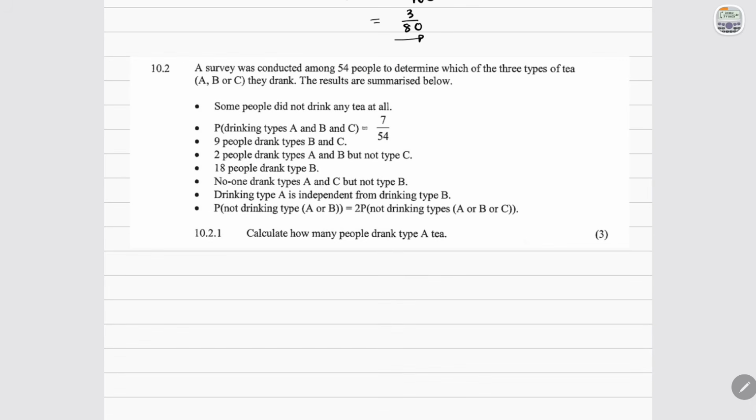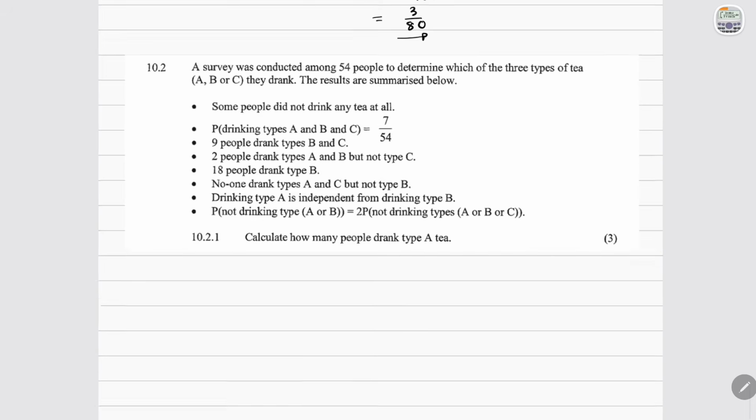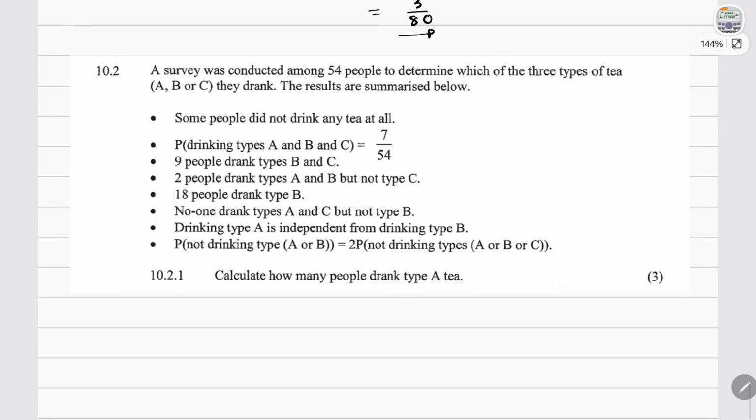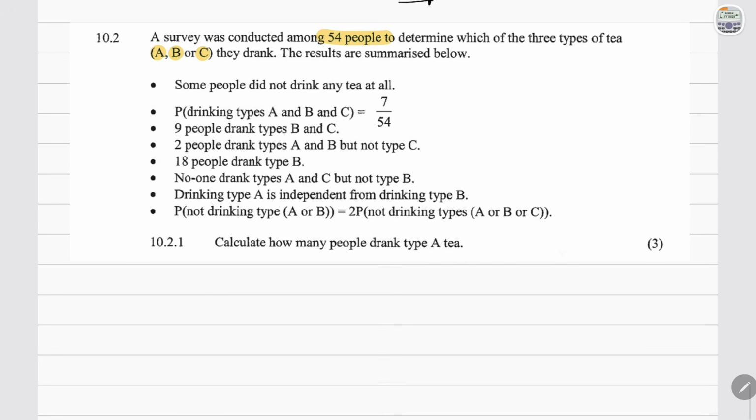We are on question 10.2, and it says, a survey was conducted among 54 people to determine which of the 3 types of tea, A, B, or C, they drank. The results are summarized below. Some people did not drink any tea at all. And then the probability of drinking type A and B and C is this. They're using and, meaning the probability of A and B and C is 7 over 54.